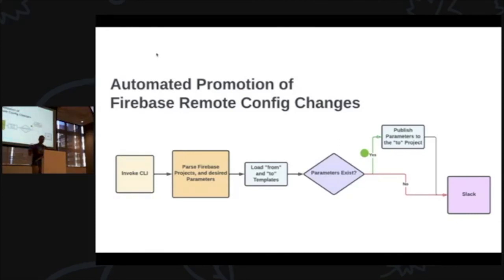The system diagram for this one looks like this. We invoke the CLI. We pass the parameters into it. We parse those out. We load up the 2 templates from the admin SDK. And then we do a quick validation just to make sure that the parameters we specified actually exist in, let's say, dev before we try to promote them to prod. If they do, then we'll go ahead and add those to the template and publish it. If they don't, we'll just send a message and move on with our day.